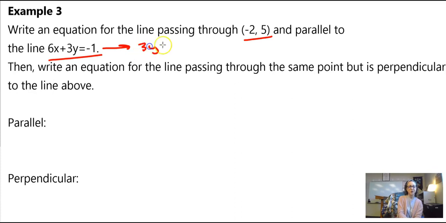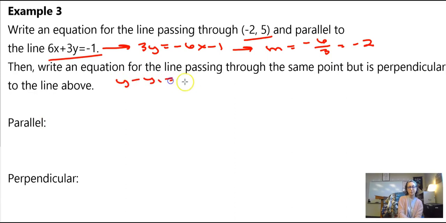So I would have 3y, I need to subtract 6x minus 1. So I can tell if I divide both sides by 3 that my slope is going to be negative 6 divided by 3, which is going to be negative 2, right? So for my parallel line passing through the point negative 2, 5, remember that here's my point slope form, y minus y1 equals m times x minus x1.